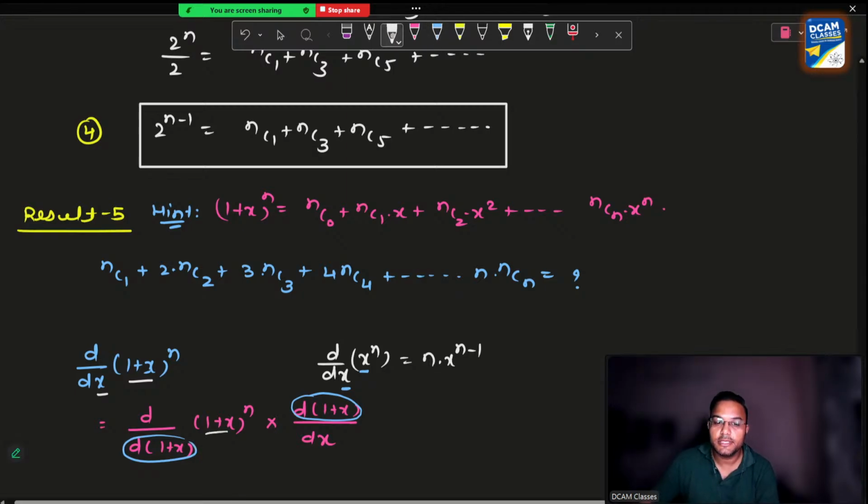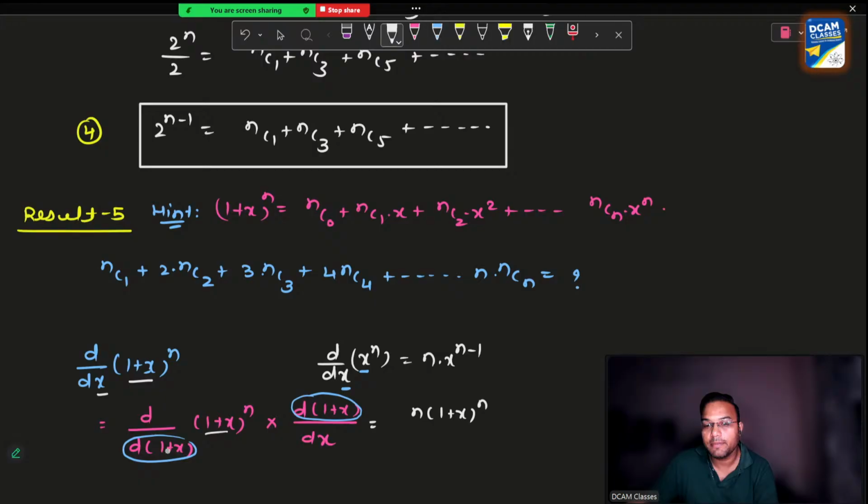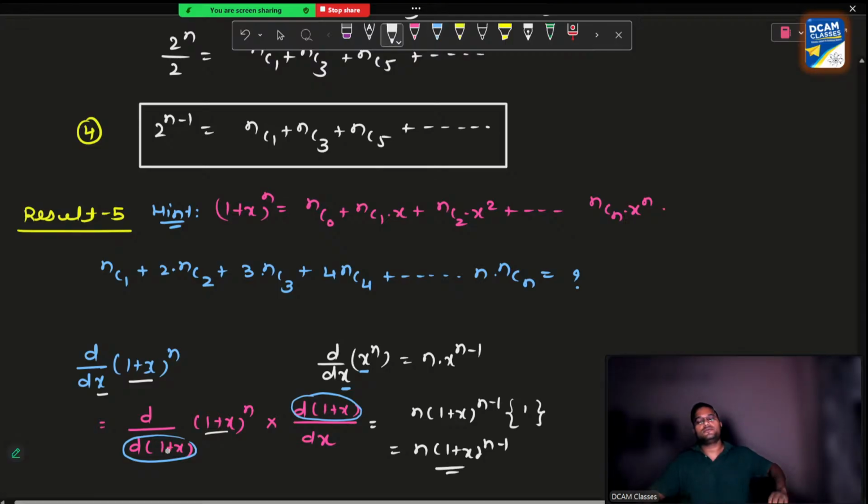Now since below this 1 plus x and this 1 plus x are the same, I can apply the above formula. It will be n into (1 plus x) whole power n minus 1. Now differentiating d of (1 plus x) is 1 only. I'll get the result as n into (1 plus x) whole power n minus 1. I think I have told you this part: differentiating by chain rule.